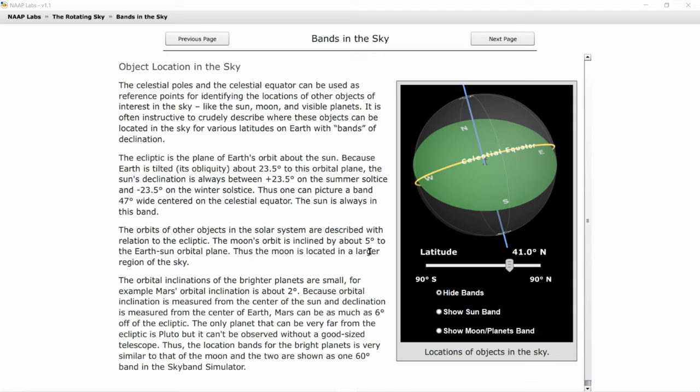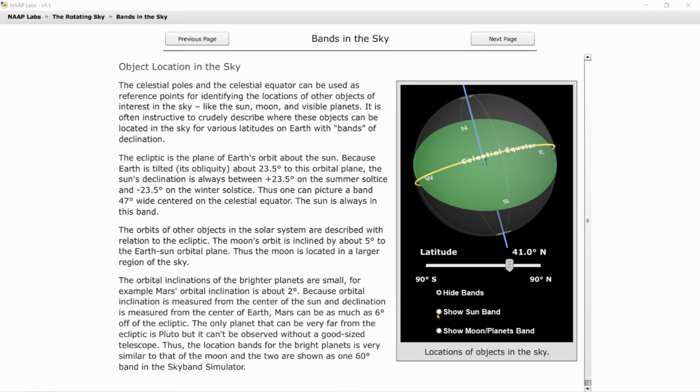The ecliptic is the plane of the Earth's orbit around the sun. Because the Earth is tilted about 23.5 degrees to the orbital plane, the sun's declination is always between 23.5 degrees on the summer solstice and a negative 23.5 degrees on the winter solstice. Thus, one can picture a band 47 degrees wide centered on the celestial equator. The sun is always in this band.